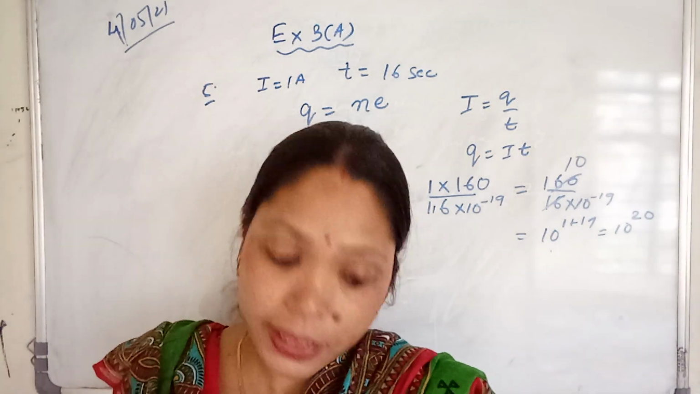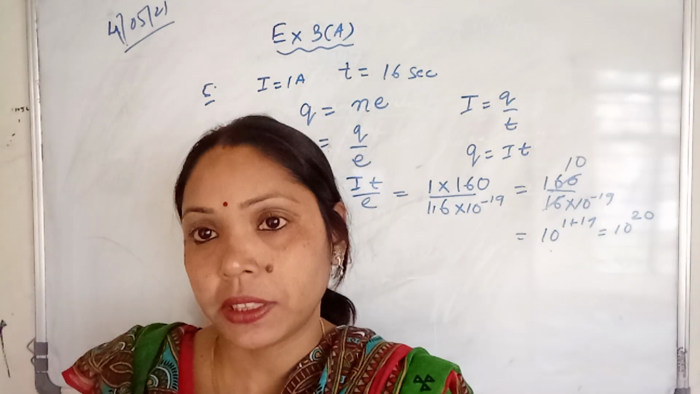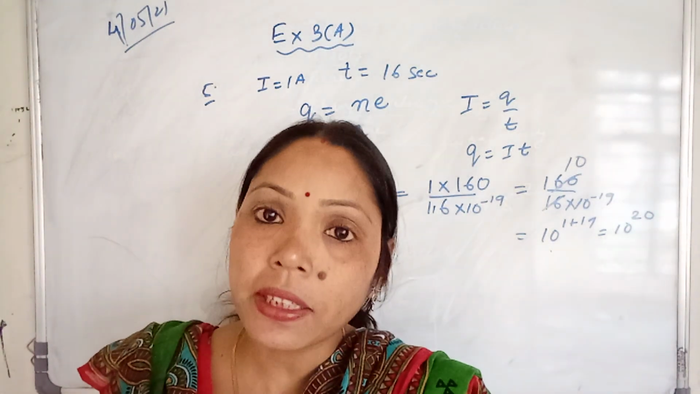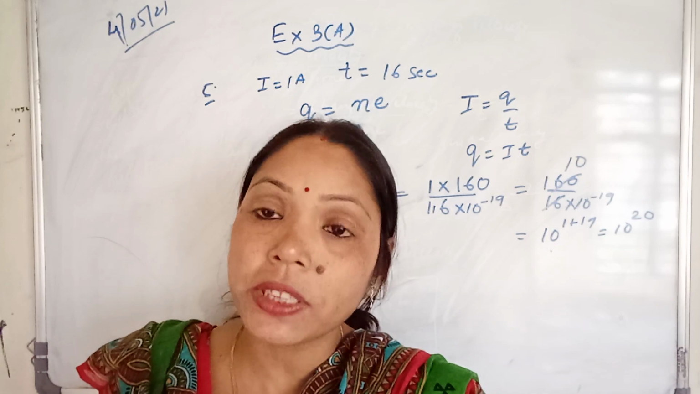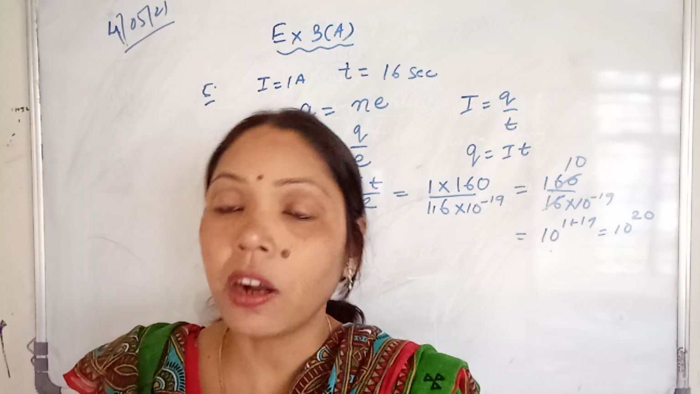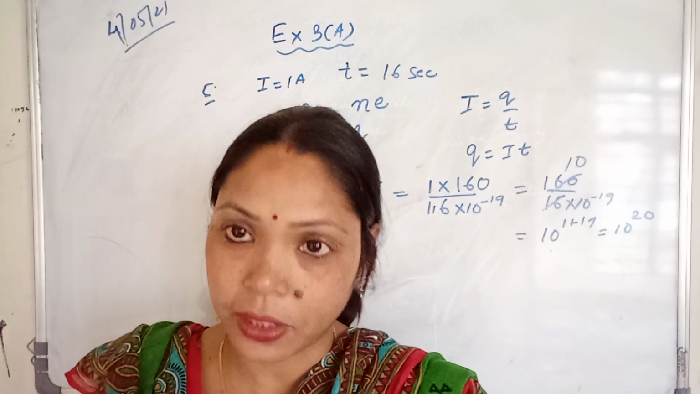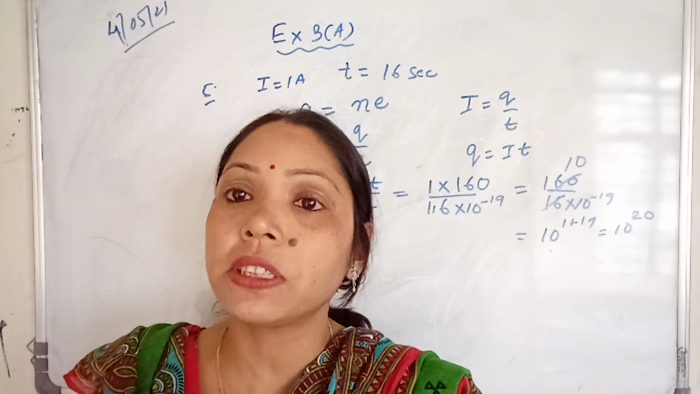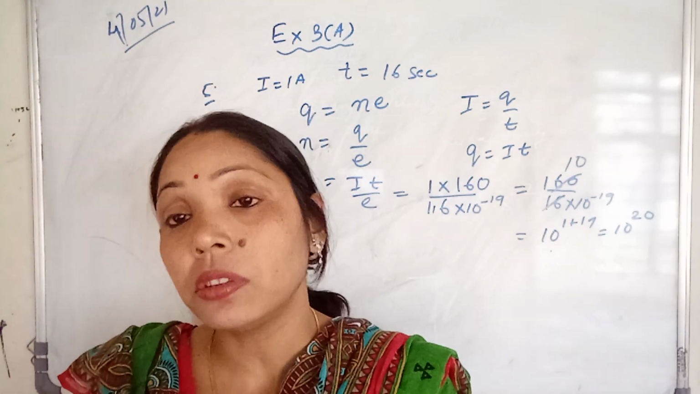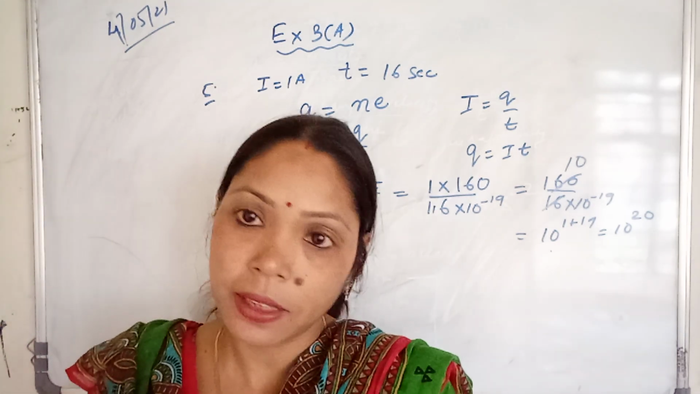Define the term electric conductor and insulator. Support your answer by 2 examples. So a conductor is a material which allows the current to pass, or which has a number of free electrons. An insulator is a material which does not allow the current to flow.